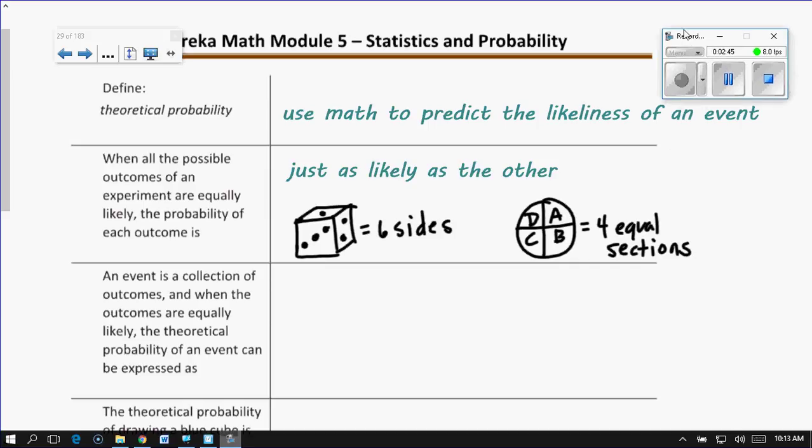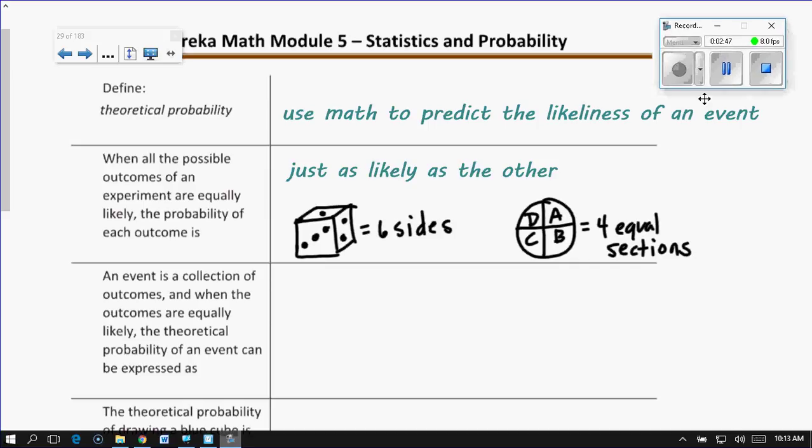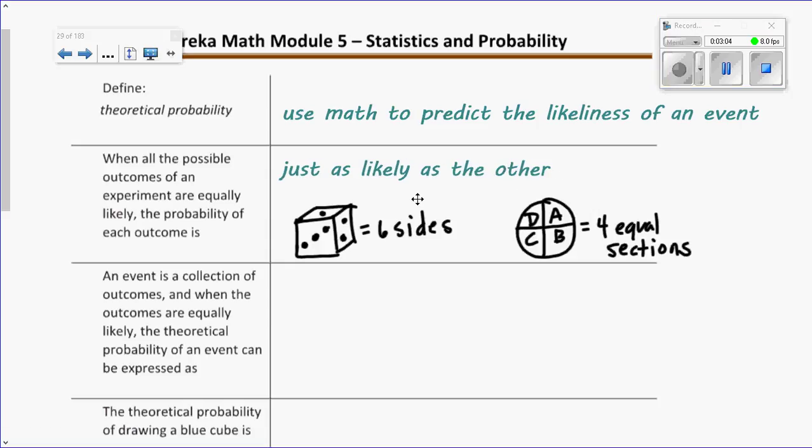Okay, to determine the likeliness of each of those, it's just as likely to land on a 1 as it is a 2, as it is a 3, as it is a 4, as it is a 5, as it is a 6. It's equally likely to spin an A as it is to spin a B, as it is to spin a C, as it is to spin a D. So whenever something is just as likely as the other, hopefully you understand what I mean here when I say each of these 6 sides are just as likely as the other, each of these 4 sections are just as likely as the other.